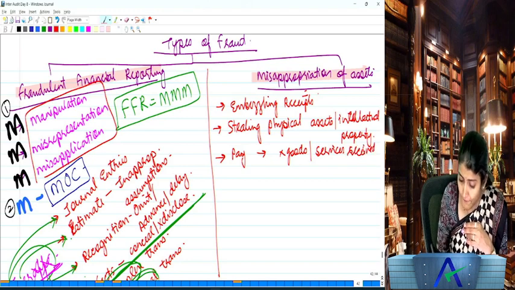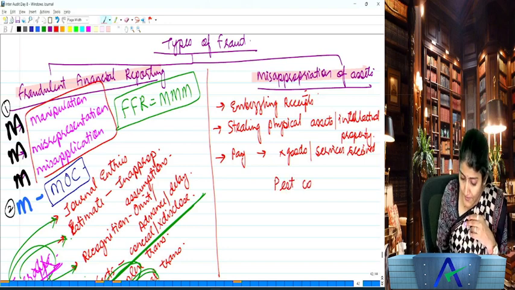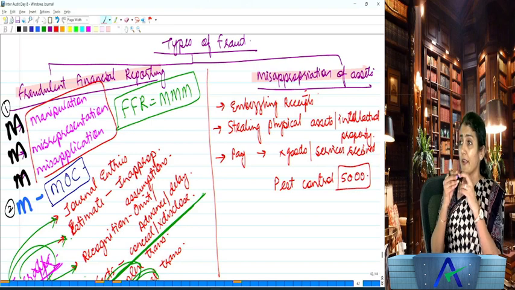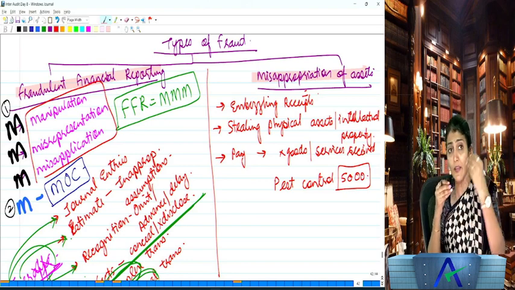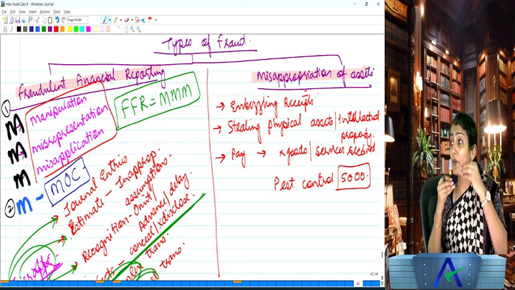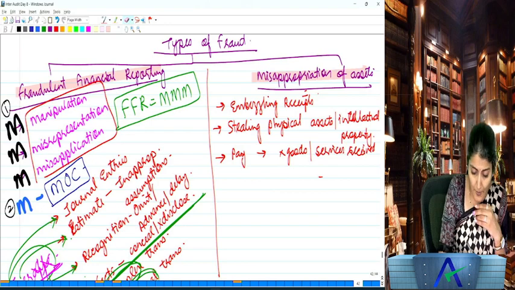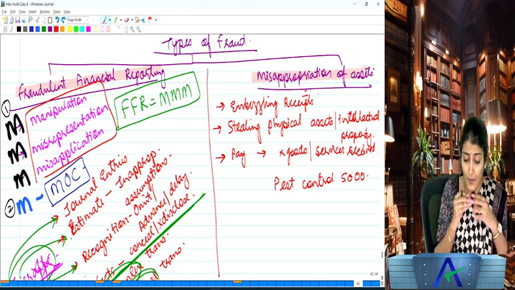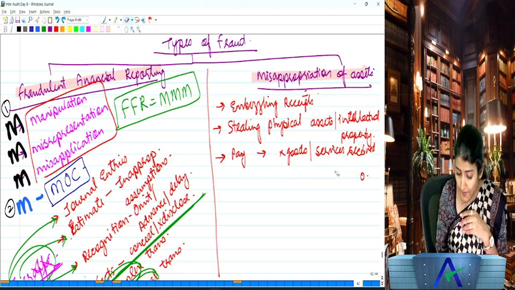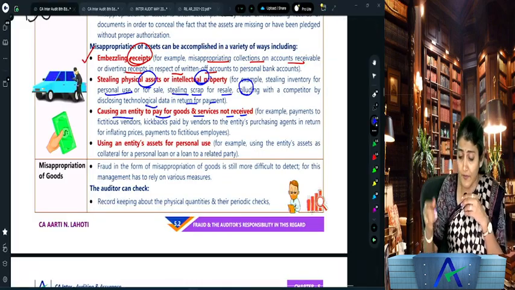So what they are saying, every Sunday, right? Every Sunday there is a pest control, and every Sunday when the pest control fellow comes, you need to pay him 5,000 rupees, right? Is any fellow coming every Sunday to do the pest control? Nobody. But every week are you processing a payment of 5,000? Yes. So causing an entity to pay for goods and services not received. Are you understanding that? So one, the receipts of the company you are embezzling. Second, the assets of the company you are stealing, physical assets or the intellectual property. Then you are causing the entity to pay for goods and services not received.